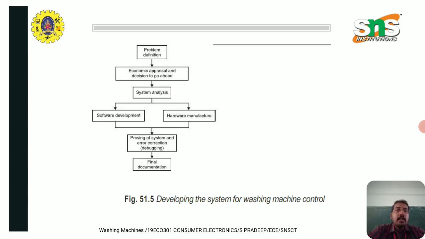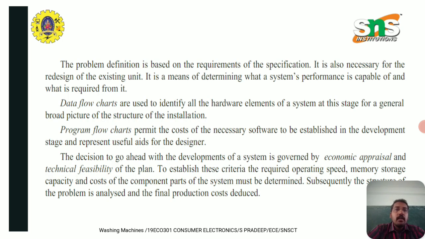Developing the system for washing machine control is shown in this flow chart. The problem definition is based on the requirements of the specification. It is also necessary for the redesign of the existing unit. It is a means of determining what a system performance is capable of, what is required from it.